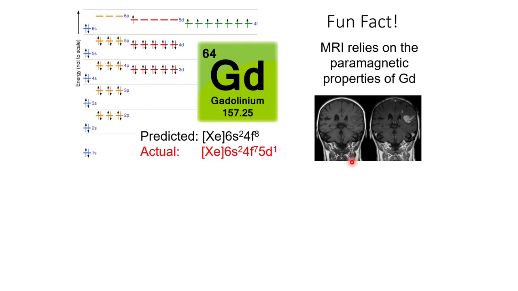Here's another fun fact. MRIs rely on the paramagnetic properties of gadolinium. And so it would be predicted to look like this when it actually looks like this. So they are unpaired, right? So you've got a 5d electron instead of 4f7. And so this is what allows the magnet; the gadolinium lines up with that magnet, and that's what causes the image to appear on film.